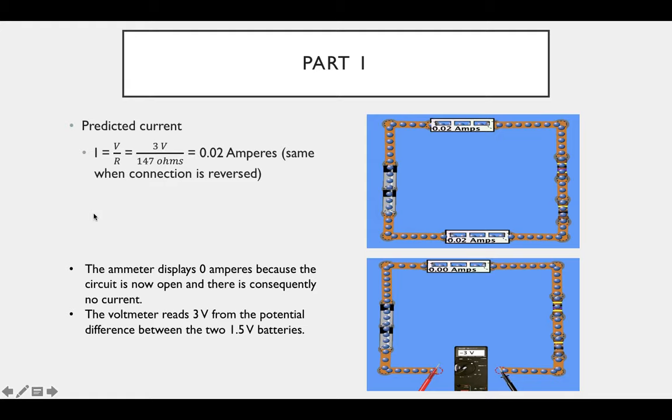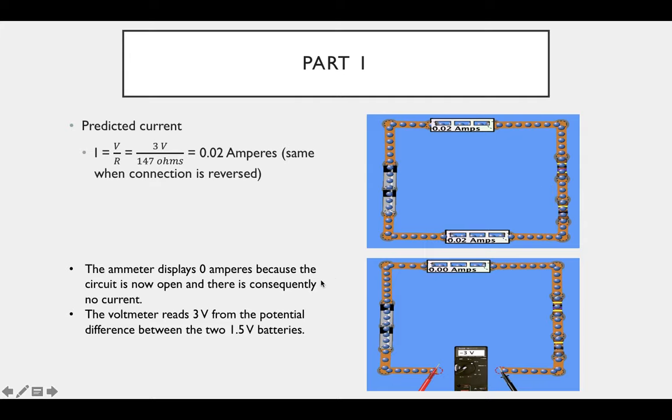So for part one of the experiment, we had to orient a circuit as shown here and calculate the predicted current, which is done using Ohm's law, voltage over resistance: 3 volts from the 1.5 volt batteries, and then 147 ohms from the combined resistors over here.